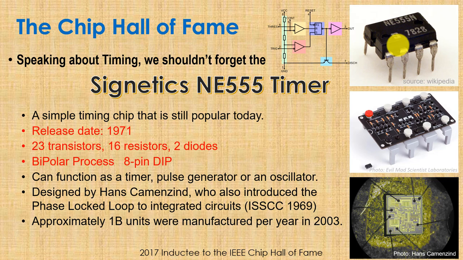It was released all the way back in 1971. Then it was on BJT. Now I think it's made with CMOS. But it's still used today in breadboard type of systems. It had 23 transistors, 16 resistors, and two diodes. That's the whole chip, and it can function as a timer, a pulse generator, or an oscillator, depending on how you hook up the pins according to the data sheets.